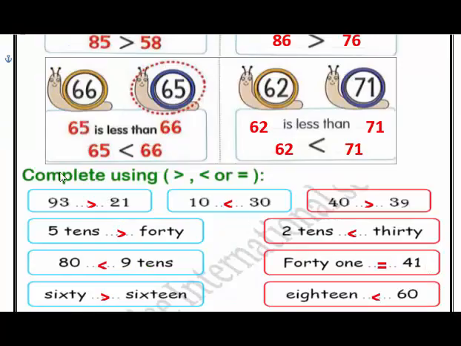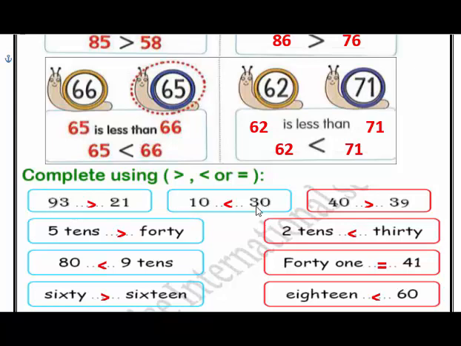Now we will answer this exercise. Complete using bigger than or smaller than or equal. 93 and 21. In 93, where are the tens? 9 or 3? Yes, 9. In 21, where are the tens? 2 or 1? 2. Which is bigger, 9 or 2? 9 is bigger, so 93 is greater than 21. And the sign of greater than is looking at the number, so the sign is looking at 93.